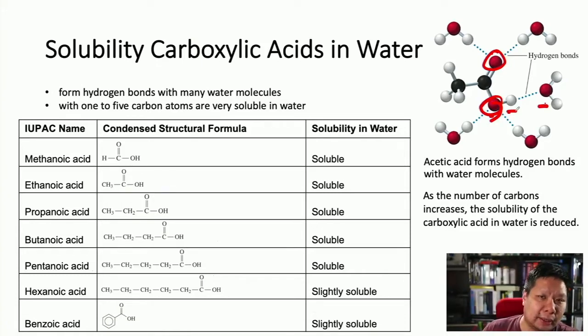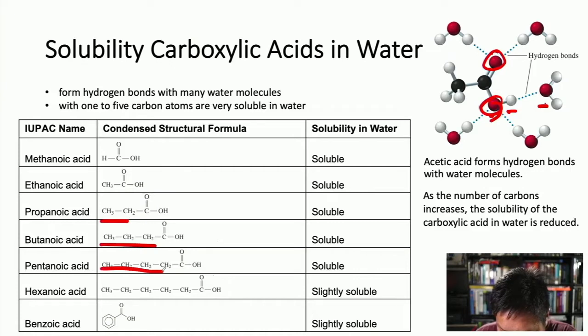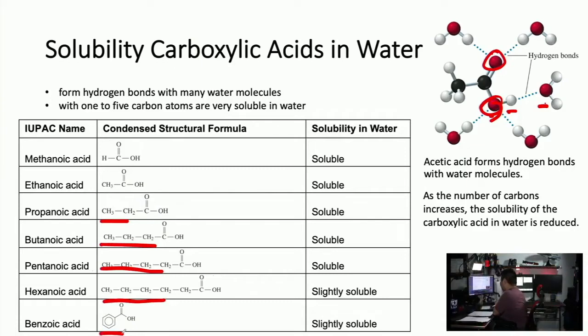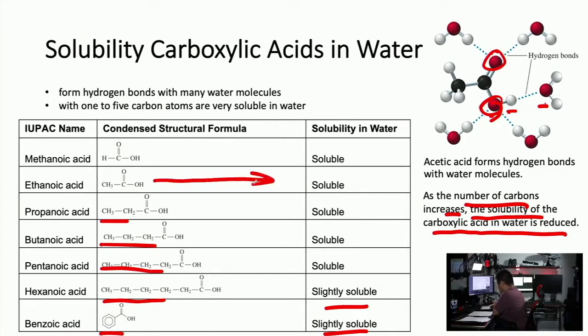In fact, carboxylic acids have the same trend in solubility in water as other hydrocarbons do. As more and more carbons get added, more nonpolar character gets added to the molecule. The bigger the chain, the less soluble it gets. It's the same kind of trend. So as the number of carbons increases, the solubility of the carboxylic acid in water is reduced. Make sense? Yep. We all know, though, that, for example, ethanoic acid or acetic acid is super soluble in water.